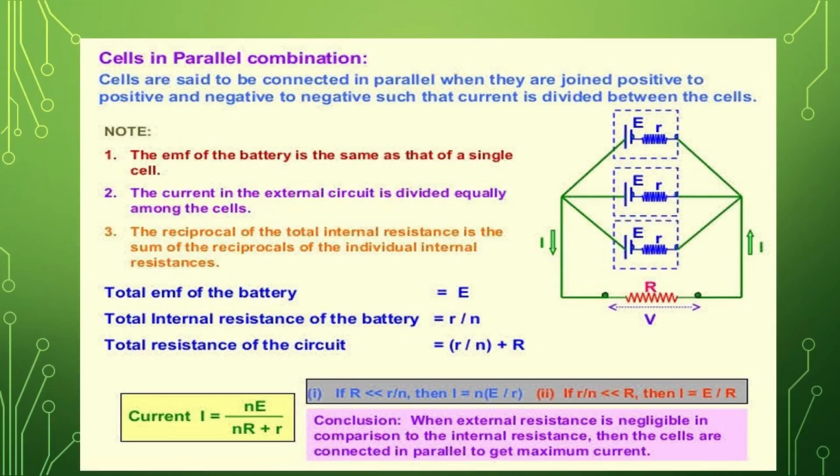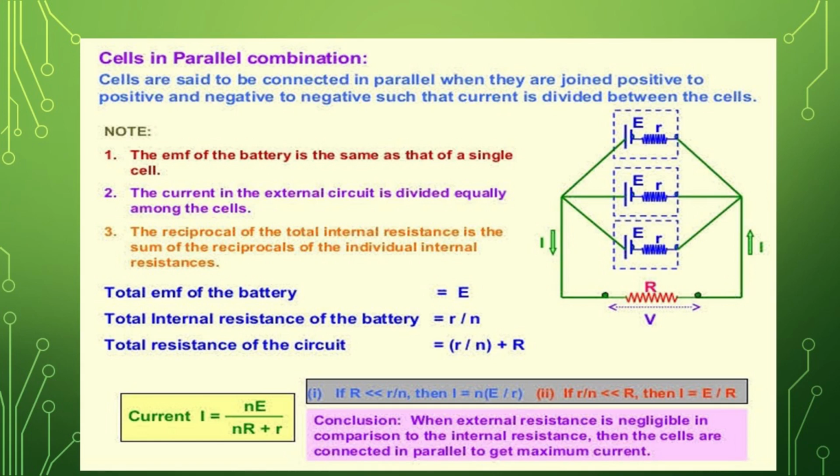Second one is cells in parallel combination. Cells are said to be connected in parallel when they are joined positive to positive and negative to negative, such that current is divided between the cells. The EMF of the battery is the same as that of a single cell. Therefore, total EMF of the battery is equal to E.